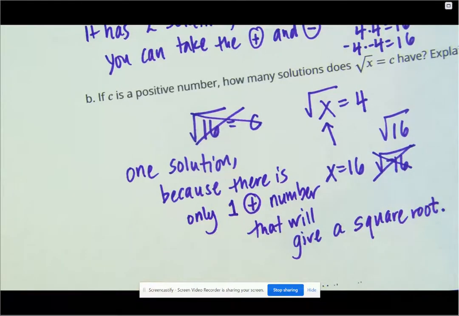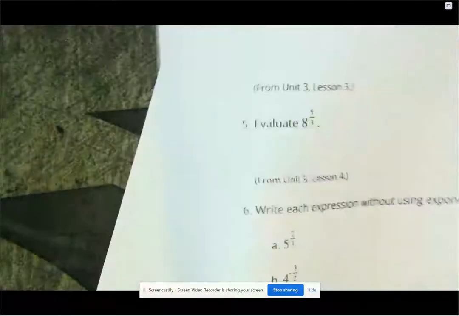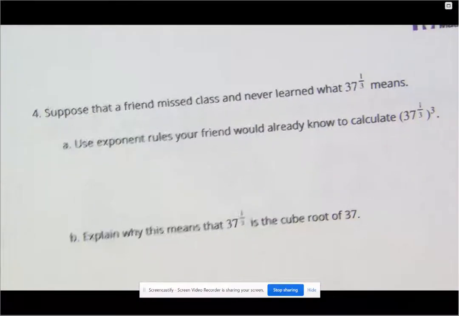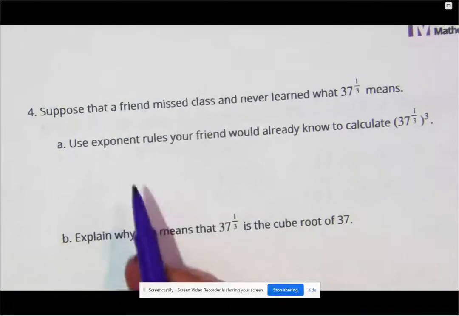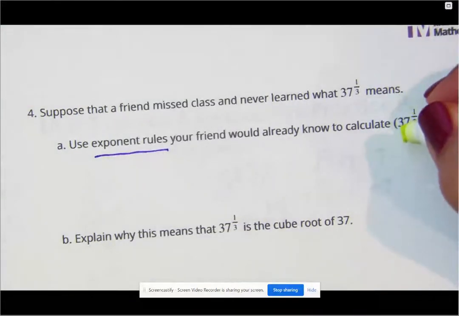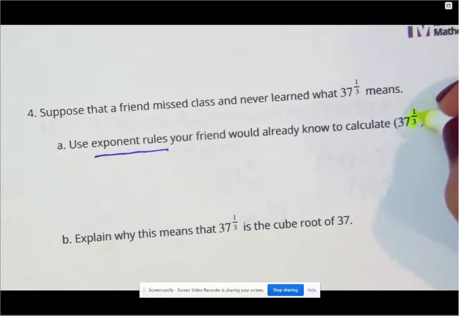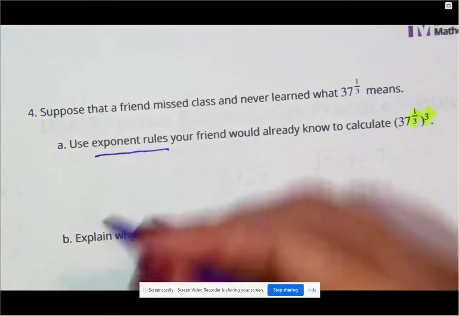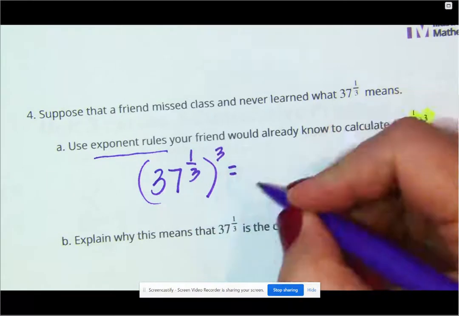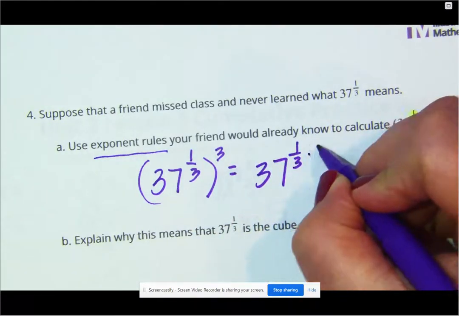All right, moving on. Number 4, some review questions. Suppose a friend missed class and never learned what 37 to the 1/3 means. Use exponent rules. Your friend would already know to calculate 37 to the 1/3 all raised to the third. Well, from our previous courses in Algebra 1, we know that when we have a base that's being raised to a power, all raised to another power, we can multiply those. So 37 to the 1/3 all to the third is actually 37 to the 1/3 times 3.